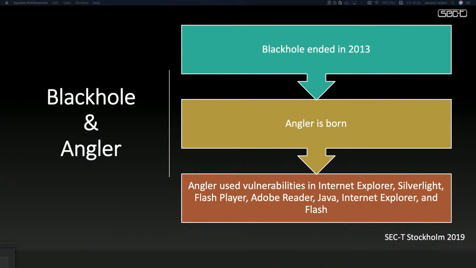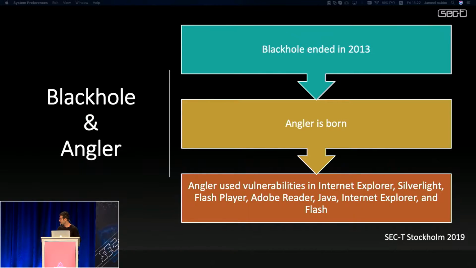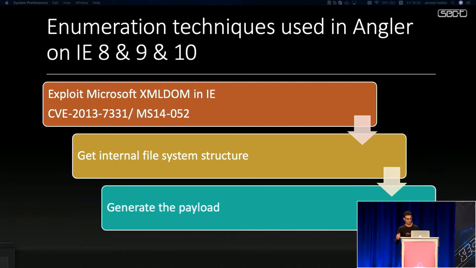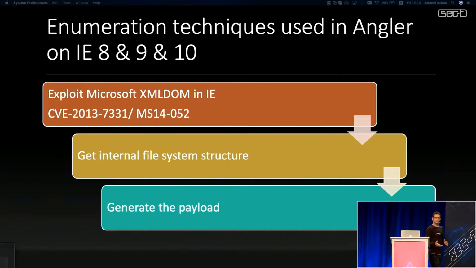So when Black Hole died, we got Angler, and Angler used very advanced enumeration techniques. I'm not gonna analyze all of the stuff, only what is related to the topic. It used Internet Explorer, Flash Player, Adobe Reader zero-day exploits packed. Now, the cool enumeration technique used in Angler, because when Angler started, from what I was reading in the news, it was targeting high-profile individuals. And we got two stages of enumeration.